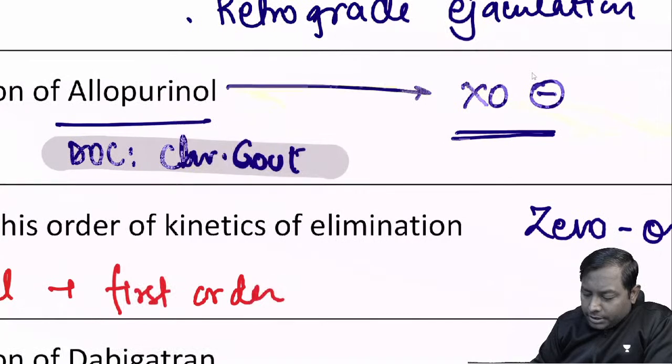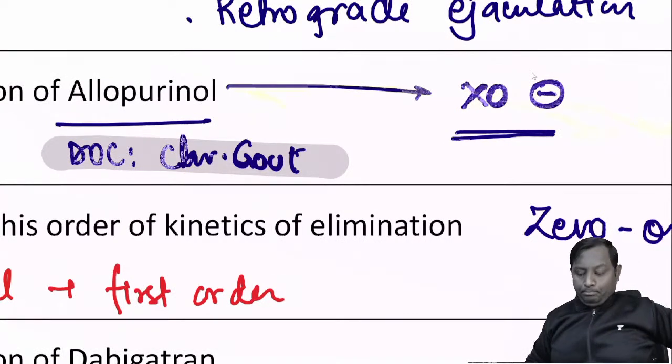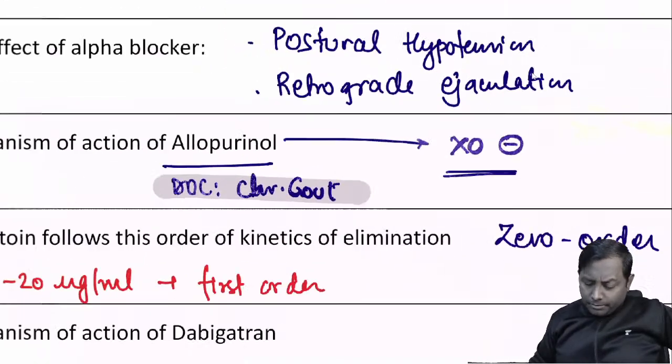Chronic gout, these are the xanthine oxidase inhibitors. Xanthine oxidase inhibitor. Okay, I hope chronic gout अब visible है. Now it's visible, I guess.